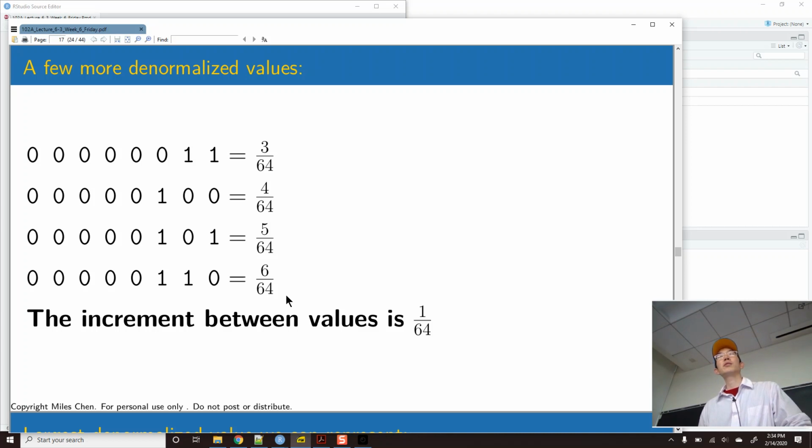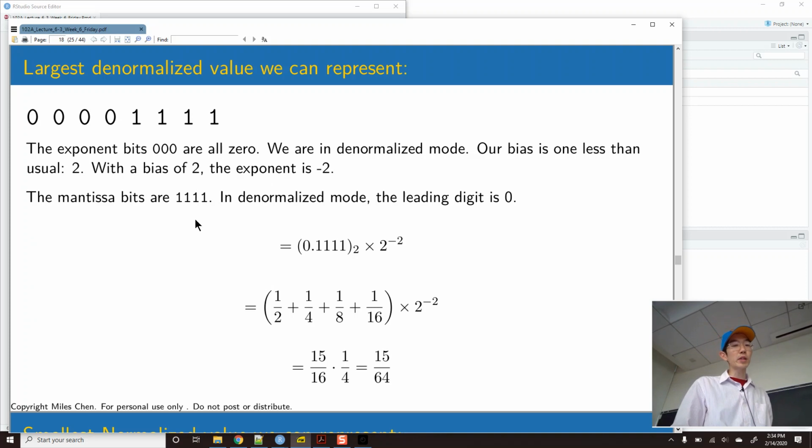With 4 bits, you can represent 16 unique values, and the largest value you can represent is 15, because you get 0 through 15. So the largest value we can represent in denormalized mode has the exponent bits all zeros and the mantissa 1, 1, 1, 1. This is equivalent to 1/2, 1/4, 1/8, 1/16 times 1/4. This is 15/16 times 1/4, which is 15/64. Does that kind of make sense?